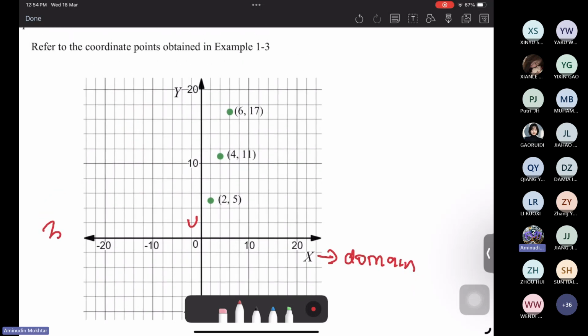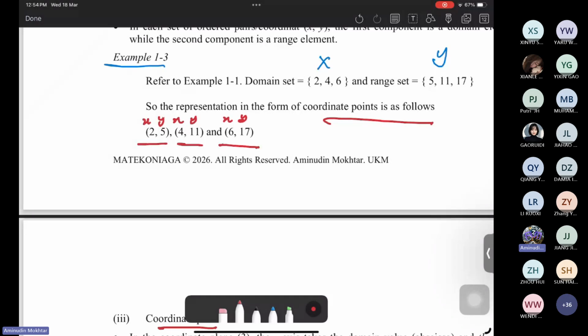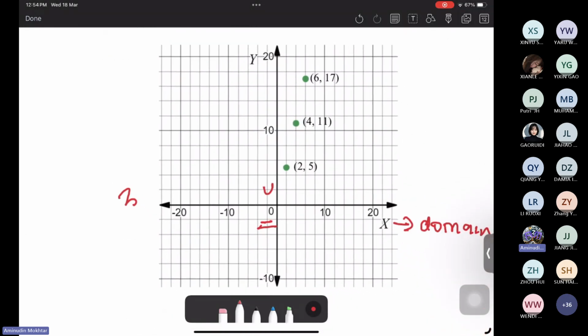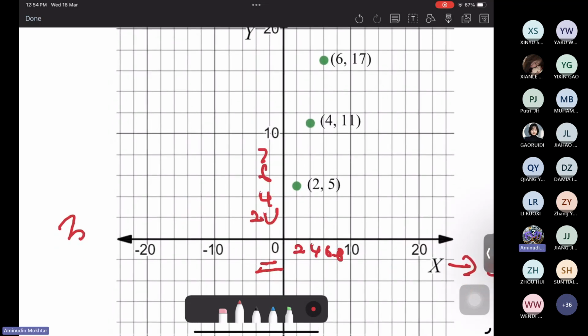For example, we have three coordinate points from before: (2, 5), (4, 11), and (6, 70). Now we just plot these numbers, 2 and 5. On the x-axis, 2, 4, 6, 8.